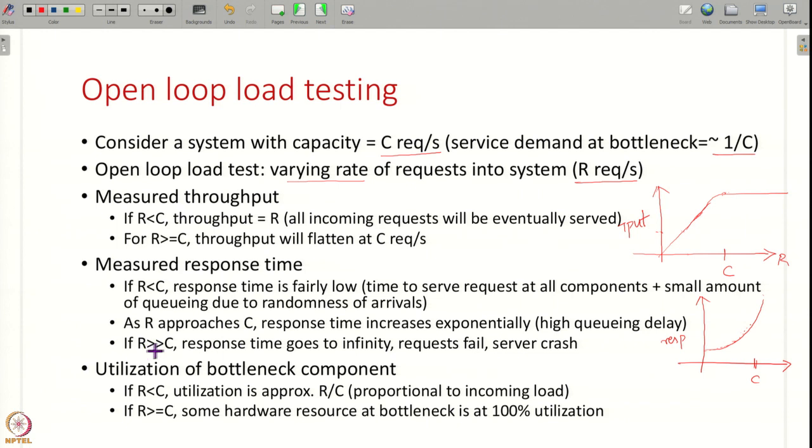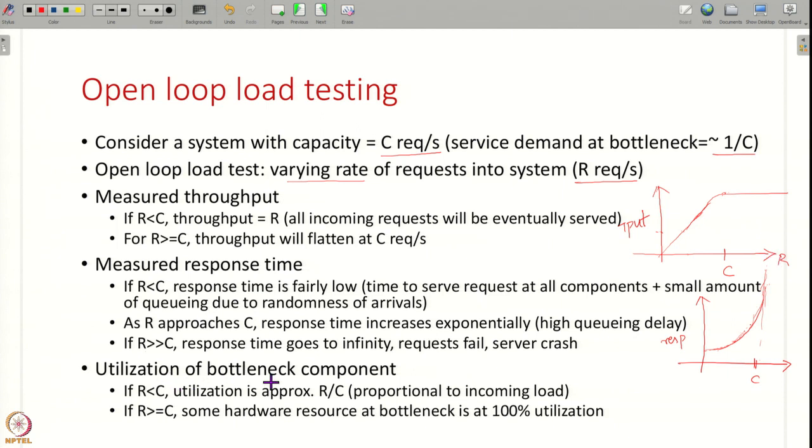And as R is much, much greater than C, your response time almost goes to infinity. If you have an infinite amount of load coming into your system, your response time drastically increases. It goes to very, very high values. And at some point queues build up, queues overflow, requests fail, errors, crashes, all of these will happen. So, your response time starts low, then increases. As you reach capacity and as you exceed capacity, your response time just rapidly increases.